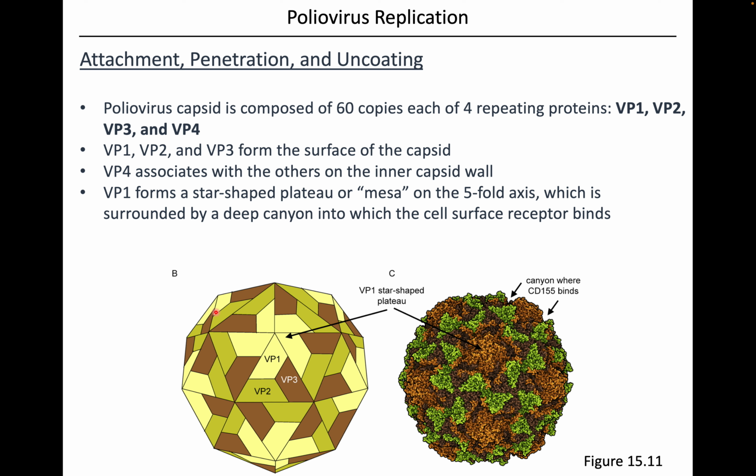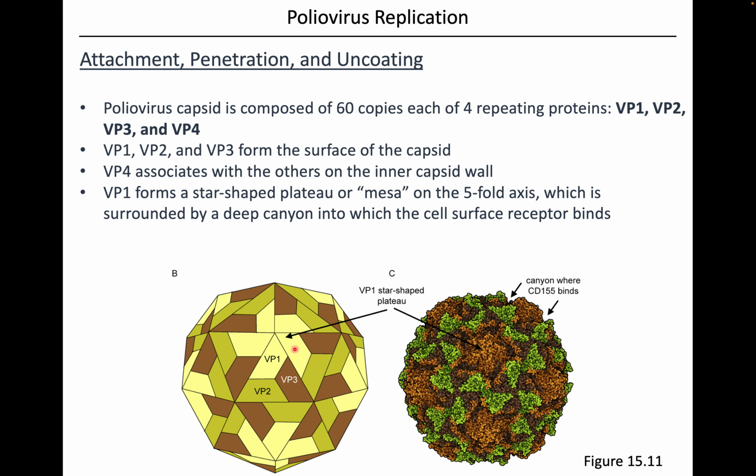So let's step through at least a few parts of the replication cycle in terms of attachment and just capsid structure. I know we talked in one of the earlier chapters about icosahedral detailed structure, and you have 4 capsid proteins, so VP1 through 4. 1, 2, and 3 are going to form the triangles that are going to make up your icosahedron, the equilateral triangles. VP4, you don't see it here, but it's associated with the inner surface of the capsid wall there.